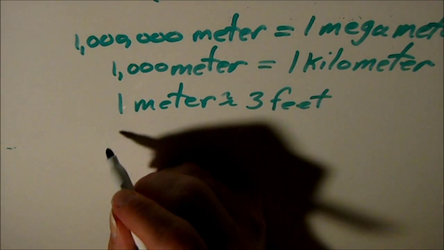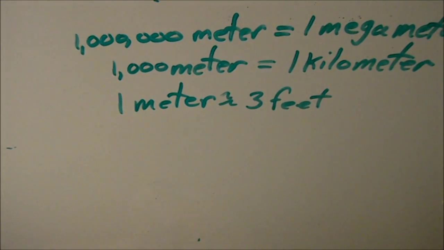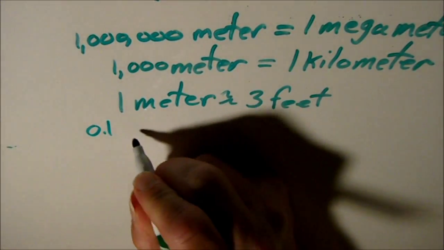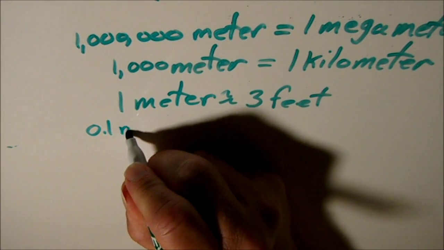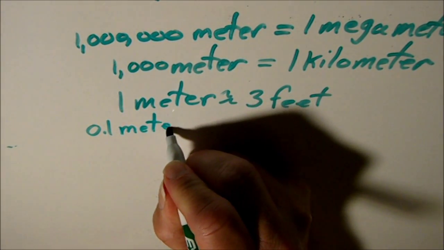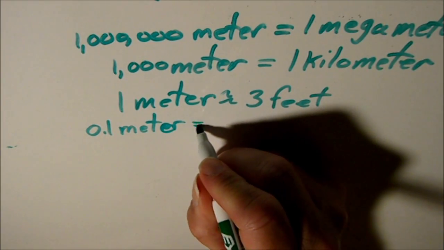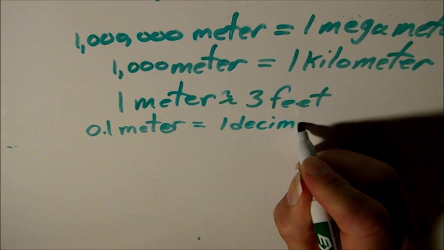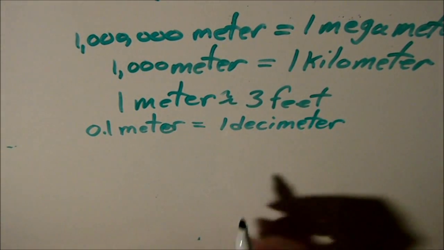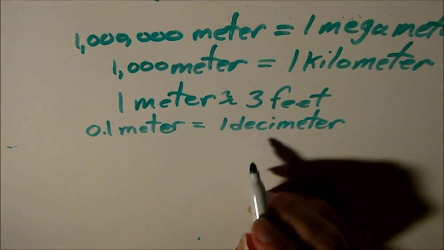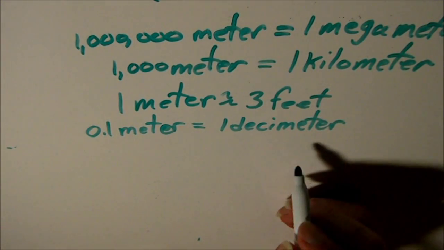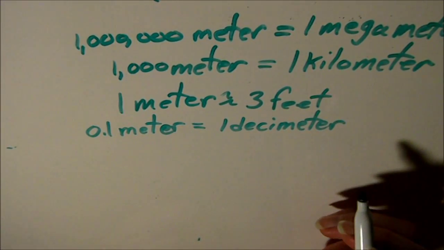All right, so let's go with measurements that are smaller than a meter. The first one that we're going to talk about is 1/10 of a meter, and that is a decimeter. All right. Remember that anytime you see DEC, that means a factor of 10. Okay. So in this case, it means a tenth.